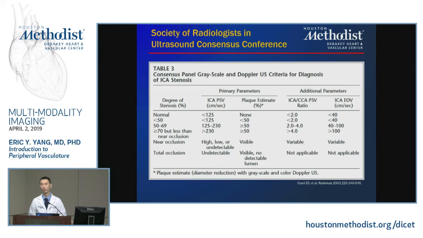This is the more formal criteria that are now used by consensus by the radiology societies. As you can see, spectral characteristics aren't included, but if you talk to the more experienced vascular techs, they still use spectral broadening when they do their preliminary analysis of the study.